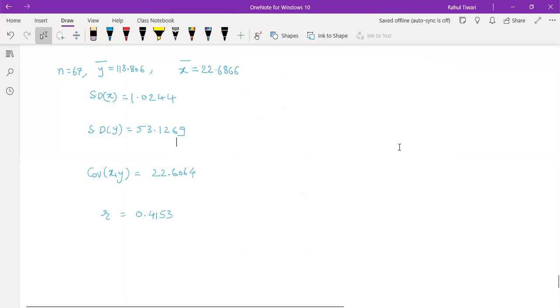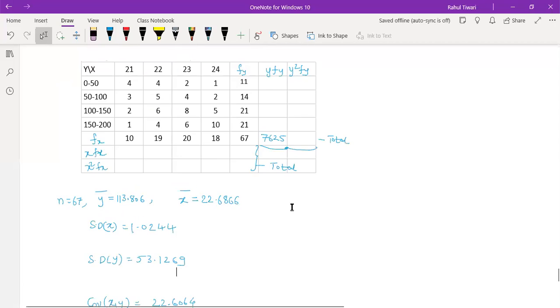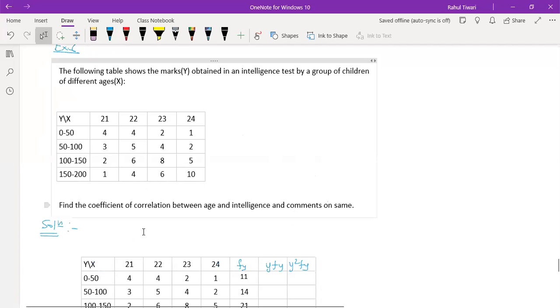So when you use the formula, which you know, it is the covariance divided by 1.0244 into 53.1269. So the answer is approximately the same. One can use this formula, and I hope everybody can understand how such a problem can be solved.